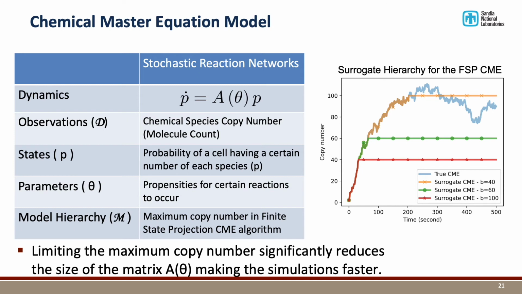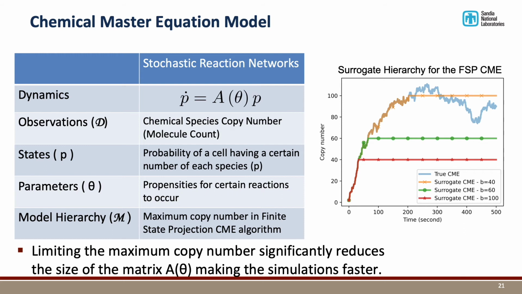which the probability of a cell being in a given state is evolved according to this linear dynamical system, parameterized by a matrix A that describes the probability that within a unit of time, the cell will transition from one state to another. We observe the number of counts of different chemical species within a cell, called the copy number, at different points in time. The states are, as I said, the probability that the cell has a certain number of each of these species, and the parameters of this model correspond to the propensity of certain reactions. So there's certain reactions of different molecules coming together and forming new molecules that have different rates of occurring.